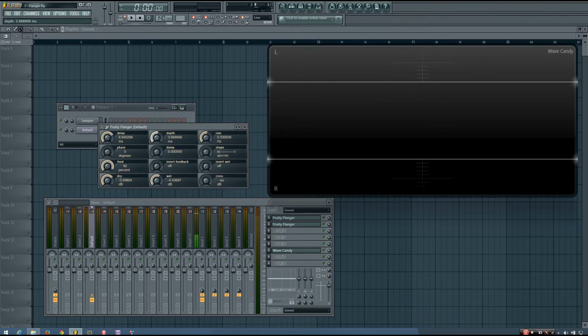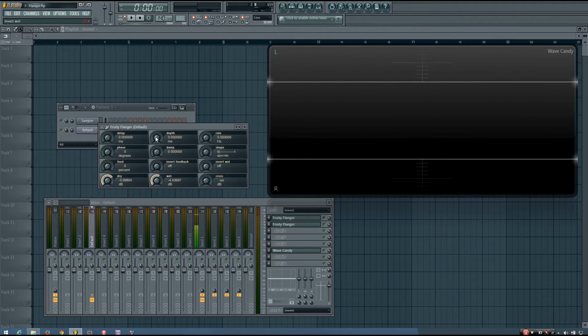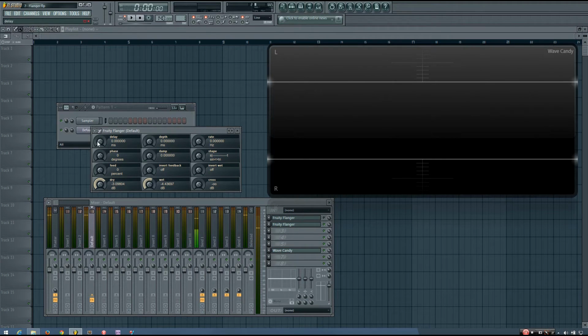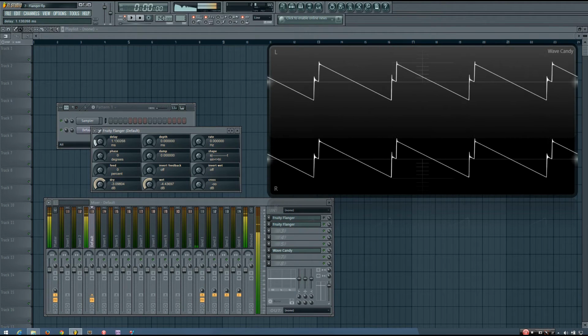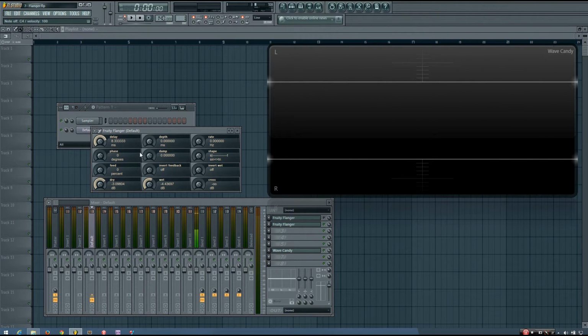Okay, so in the Fruity Flanger, you have a few different options. And I'm going to start off just by listening to the original signal. So right now you can hear that the flanger isn't changing the saw wave at all. And what the delay parameter does is it sets the delay time of that wet signal. So if you look at the oscilloscope, you'll kind of see this saw wave broken up into two different saw waves. And that's just because the delay offsets the wet signal from the original dry signal.